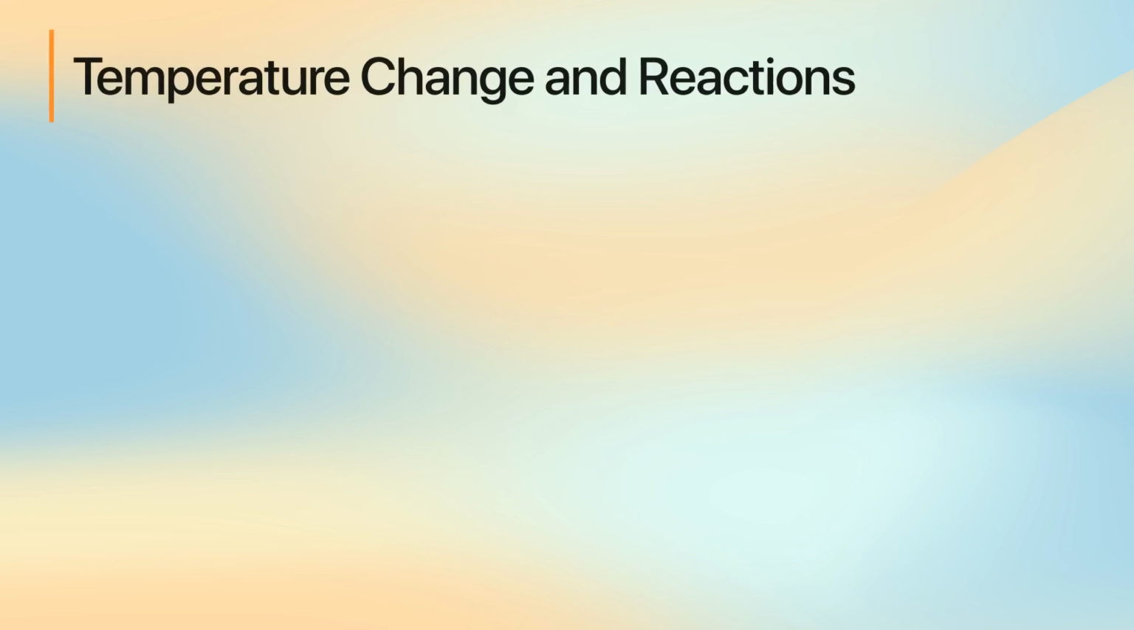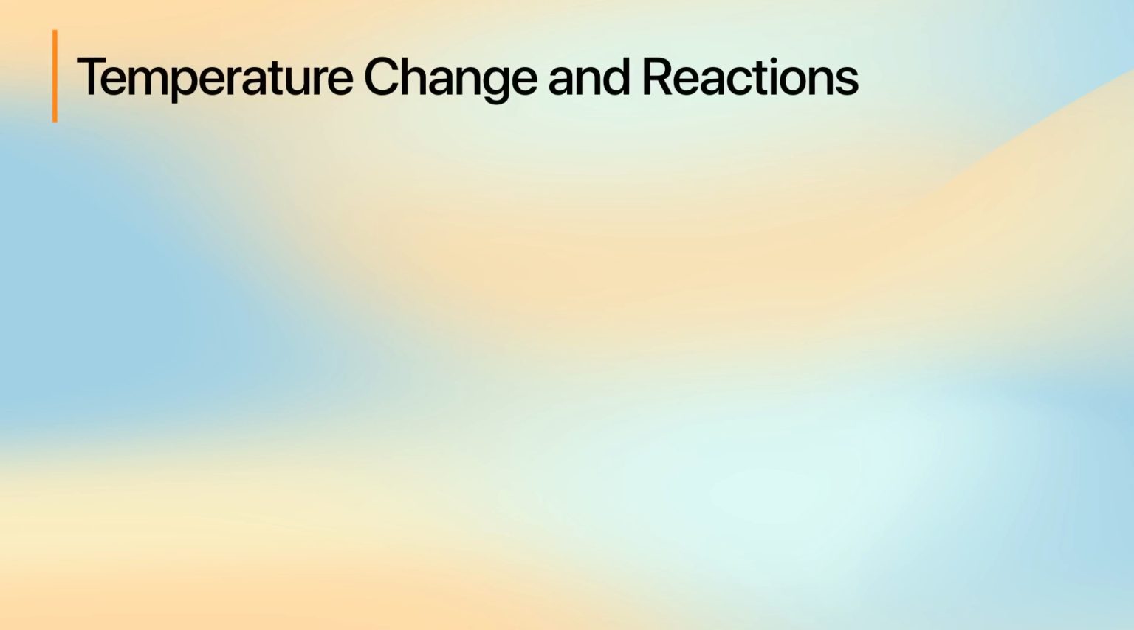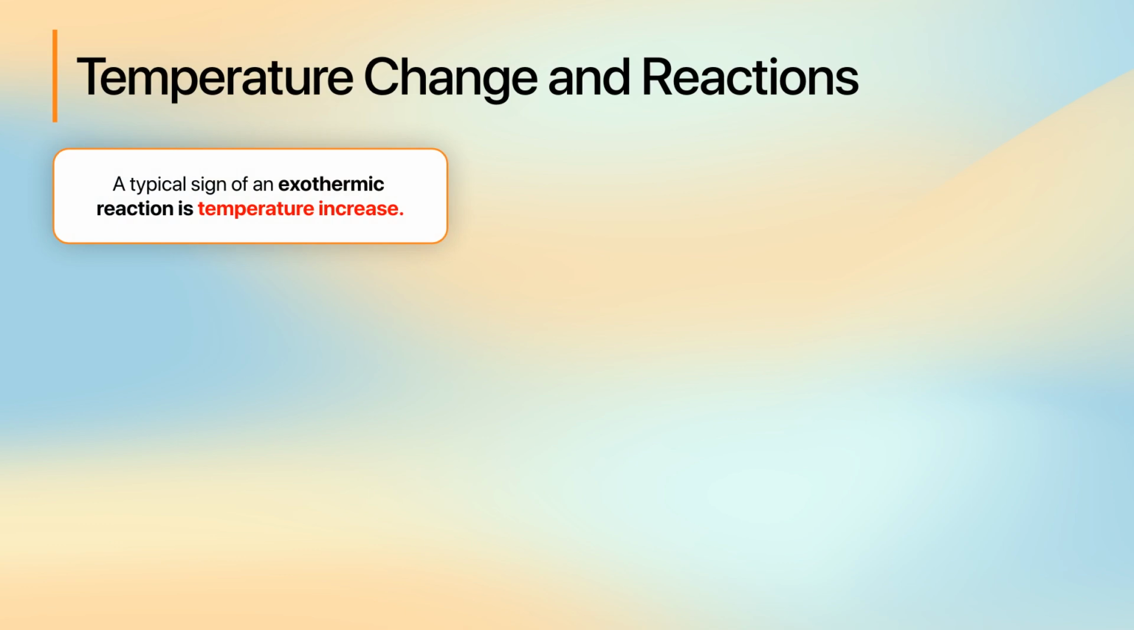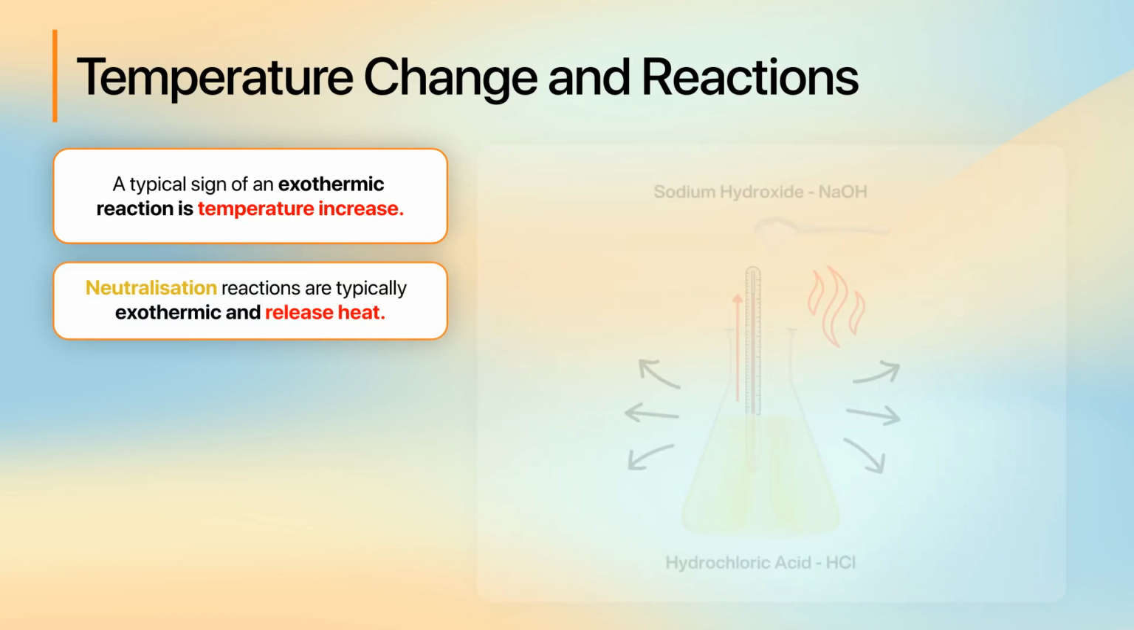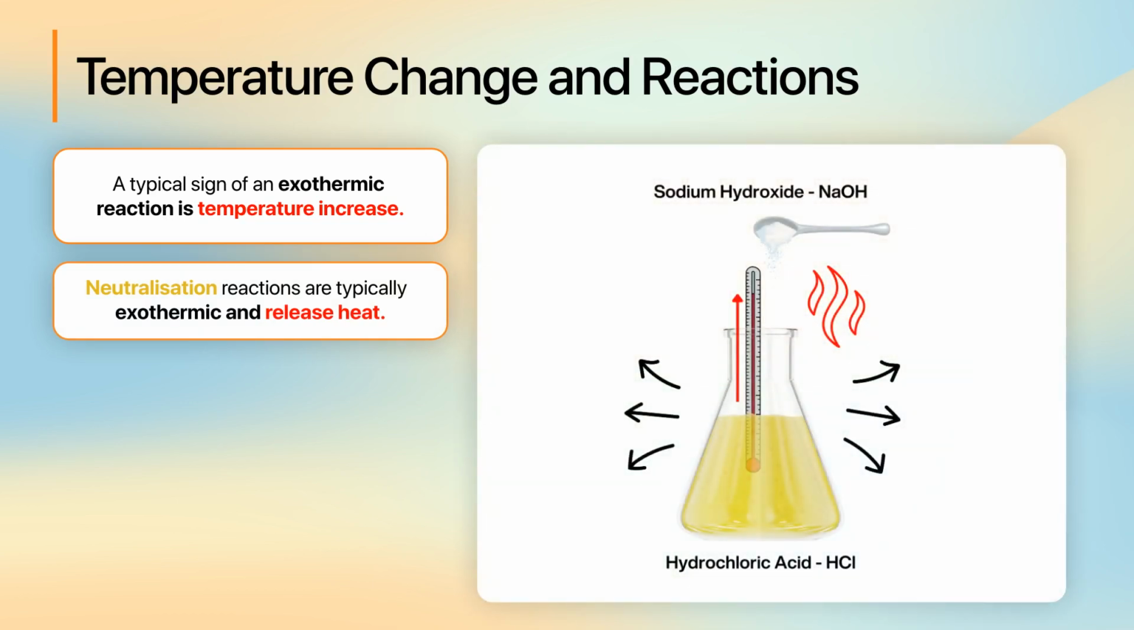As we've discussed in previous lessons, in an exothermic reaction, energy is released into the surroundings. Therefore, a typical sign that you are observing an exothermic reaction is temperature increase. If you measure the temperature of the reaction mixture and see it rising, this indicates an exothermic process. This is because the chemicals involved are releasing energy as heat. An example of an exothermic reaction is a neutralization reaction. When acids react with bases, they typically release heat. The reaction between hydrochloric acid and sodium hydroxide is a classic exothermic reaction, often making the container feel warmer.